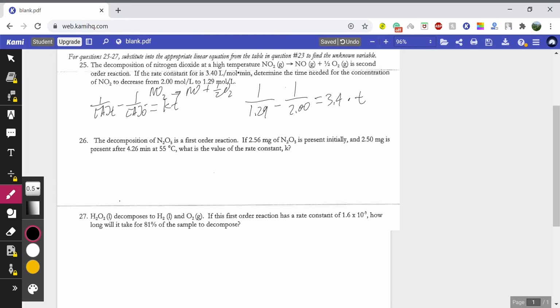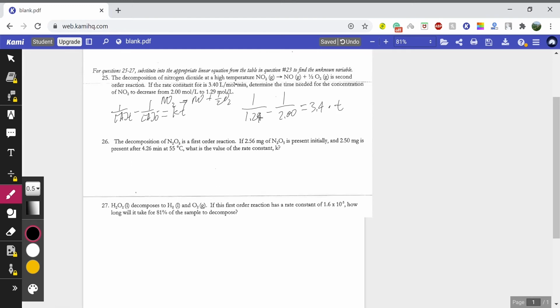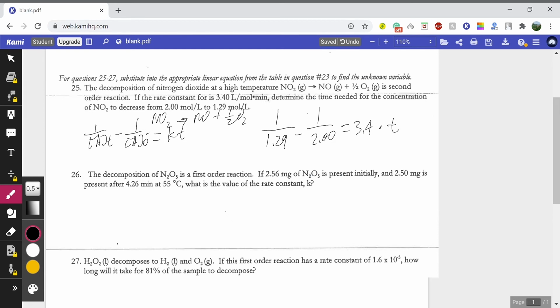Now all I have to do is plug that into a calculator. 1 over 1.29 minus 1 over 2. Again, I got the 1.29 because it said the decrease is from 2 to 1.29. That means 2 is the initial, and 1.29 is A of t, which is the concentration of A after a certain amount of time, and we're looking for the time.